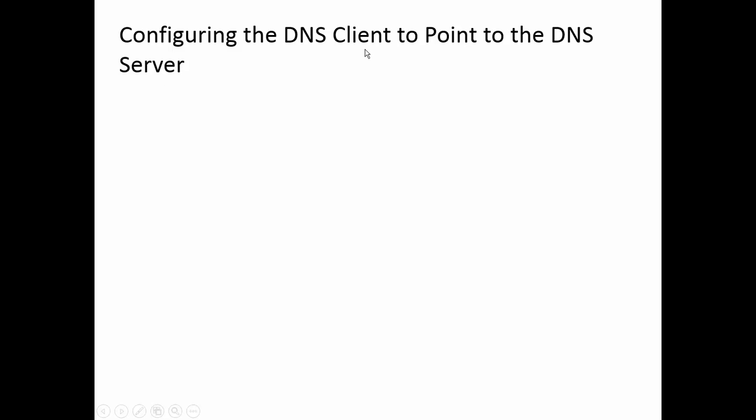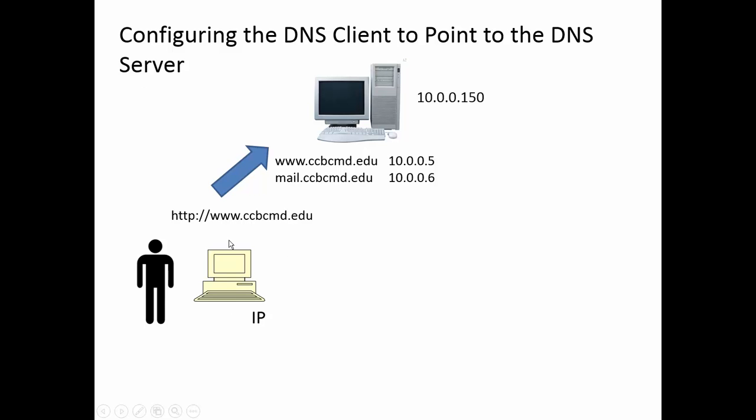Now, let's look at configuring the DNS client to point to the DNS server. What we mean by that is whenever a user types a host name or a URL, we want that query to get pushed to the right computer, which is the DNS server. So we have to configure the workstation to push all DNS queries to the DNS server, and we have to get the right IP address. In this case, it's 10.0.0.150.